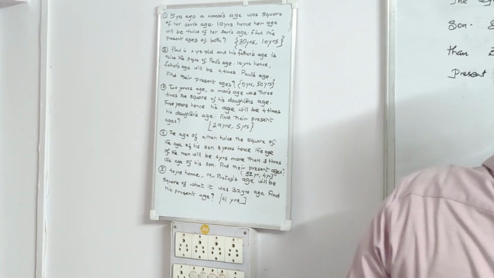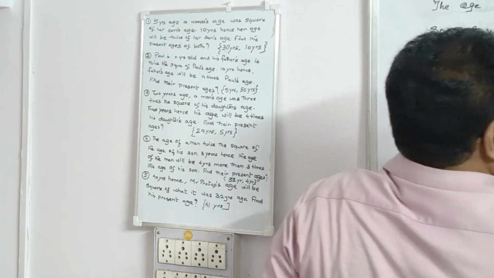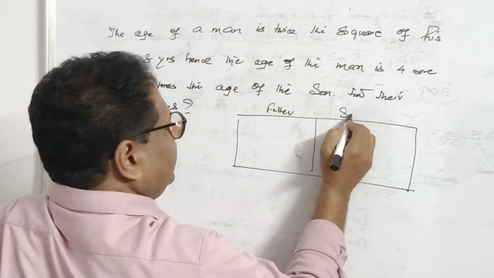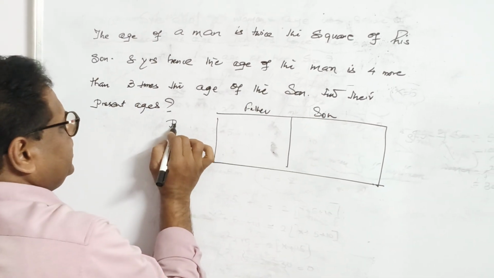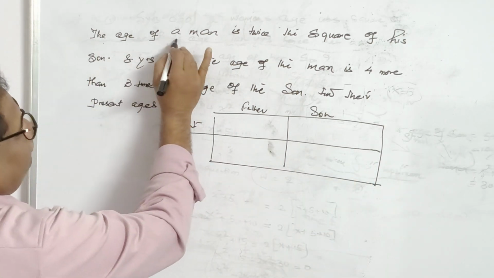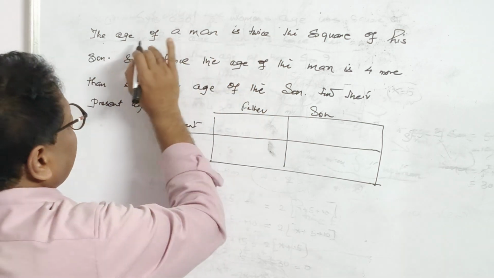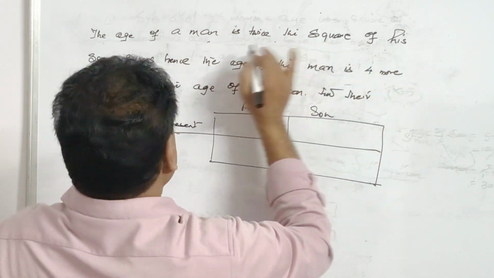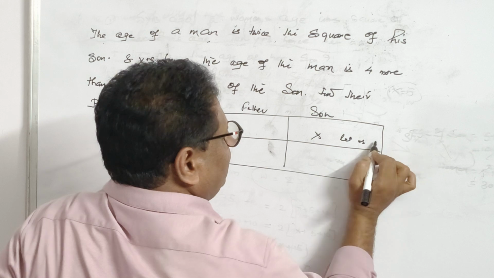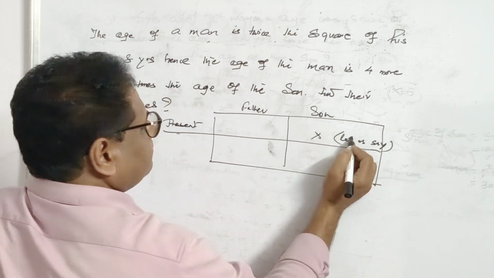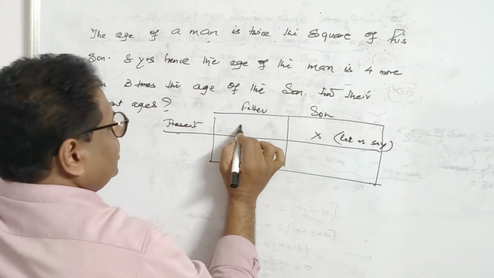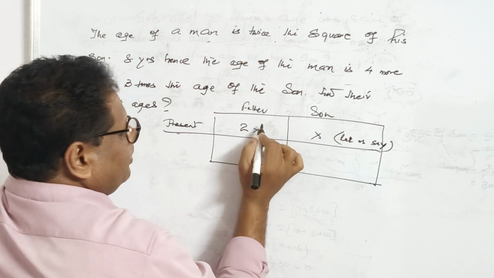Again we have to make a table. We are taking here the two persons as father and son. Now this is the present age, because the very first sentence relates the present age. The age of a man is twice the square of his son's age. So let the son's age be x. Then the father's age is twice the square of the son's age, that is 2 times the square of the son's age.